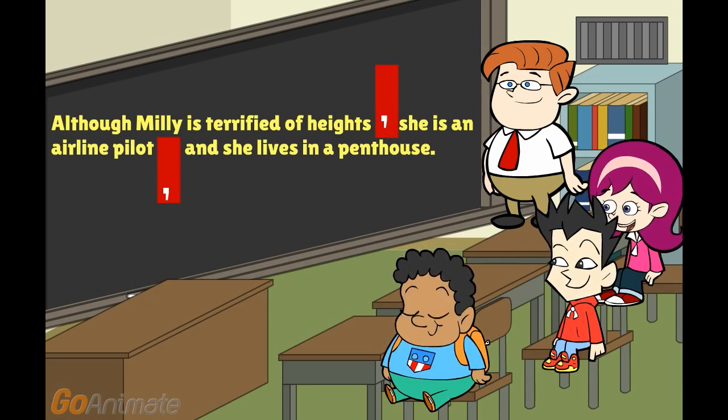This is a compound-complex sentence. First, we use a comma after the subordinate clause. Second, we use another comma before the coordinating conjunction.